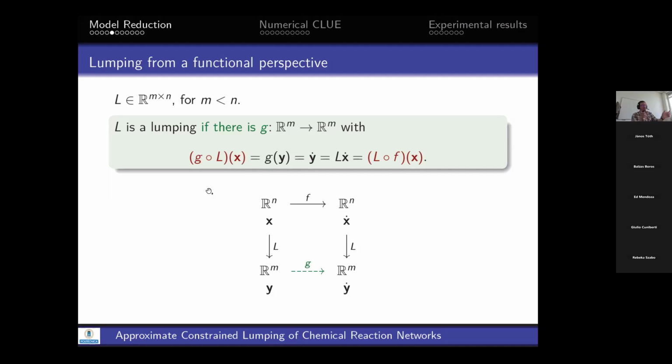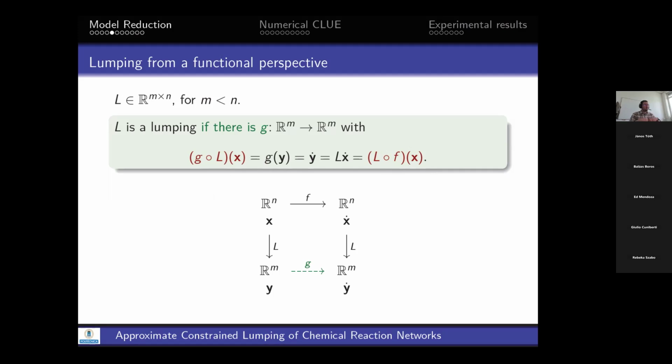And the idea is kind of finding this. So if you have F and you have an L, it will be a lumping if you can find this G on the other side that essentially allows you to write this commutation rule, right? But this is too analytical for me, at least from my background. I prefer things more algebraic.